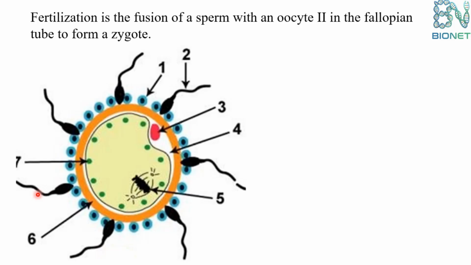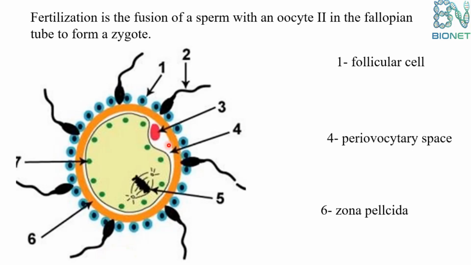As we can see, the ovulated oocyte is still surrounded by follicular cells. These are the follicular cells. Below the follicular cells, we have the zona pellucida here. We have this space between the membrane of the oocyte and the zona pellucida. This is the perivitelline space.